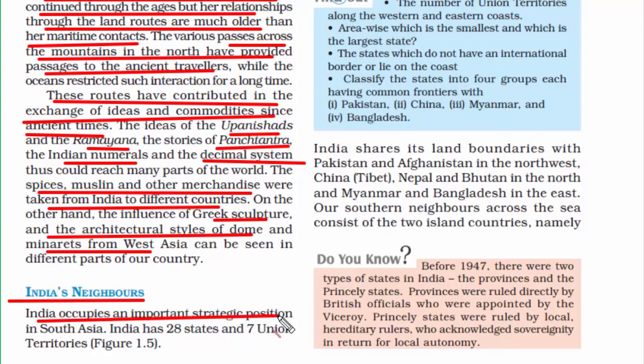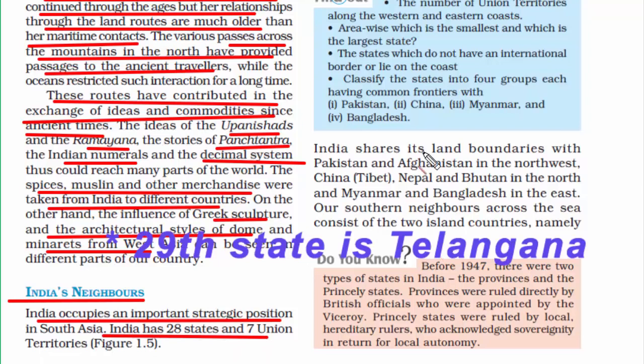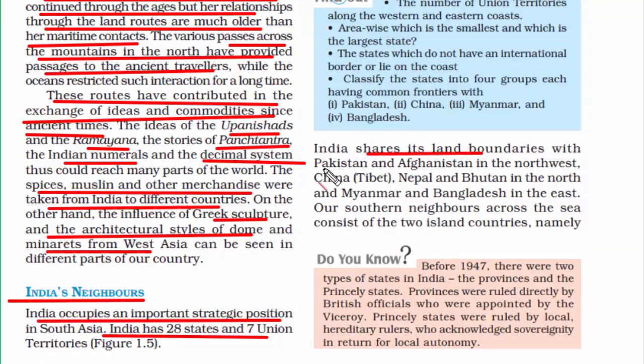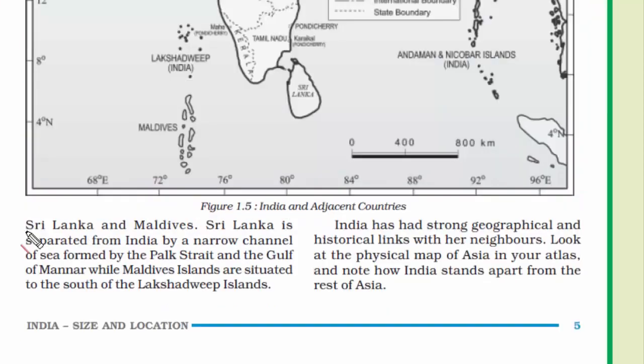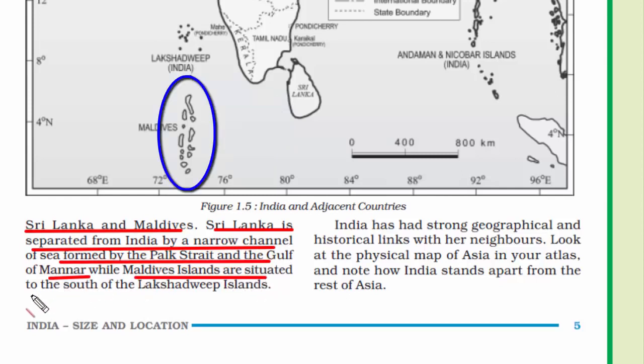So as we read in the earlier paragraph that India has an important strategic position in South Asia. So we know that India has 29 states and 7 union territories. And we share our land boundaries with Pakistan, Afghanistan, which is in northwest, China, including Tibet. So those of you think that Tibet is part of India, no, it is part of China. Nepal and Bhutan in the north, Myanmar and Bangladesh in the east, and our southern neighbors across the sea consist of 2 island countries, namely Sri Lanka and Maldives. So the narrow channel of sea between India and Sri Lanka is called Palk Strait or Gulf of Mannar, and Maldives are situated to the south of Lakshadweep Island.